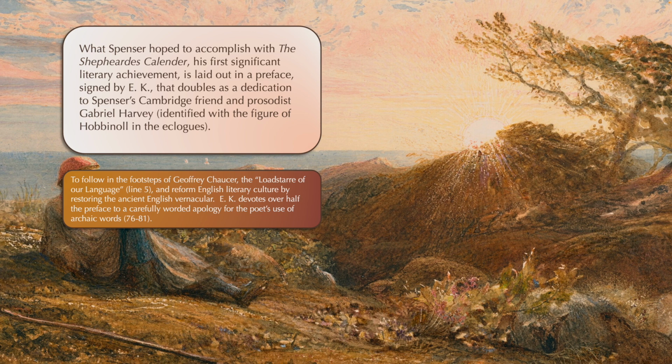First, to follow in the footsteps of Geoffrey Chaucer. That is the purpose of the Shepheardes Calendar, to follow in the footsteps of Geoffrey Chaucer, the lodestar of our language, he's called, right at the beginning of the preface, and reform English literary culture by restoring the ancient English vernacular. And E.K. devotes over half the preface to this carefully worded apology for the poet's use of archaic words.